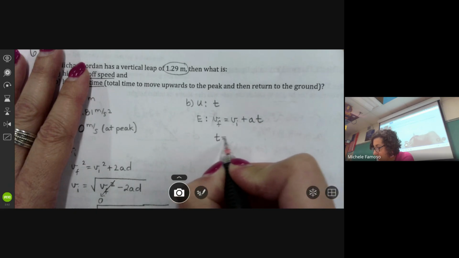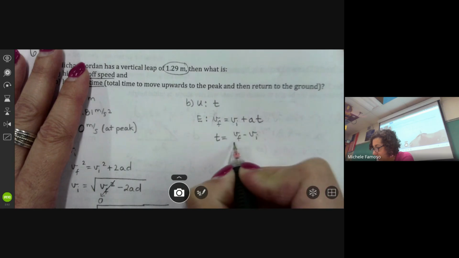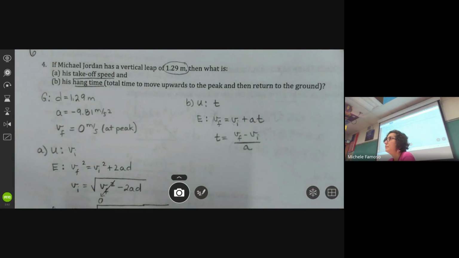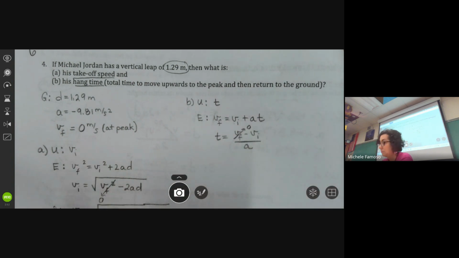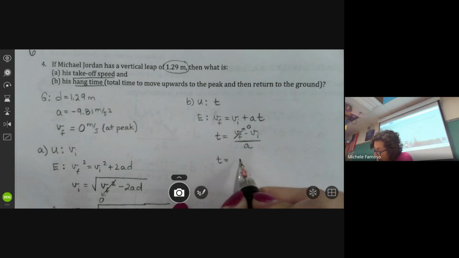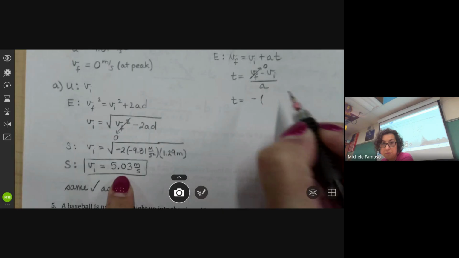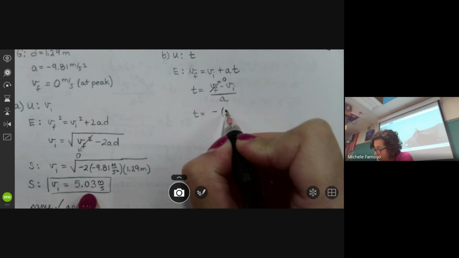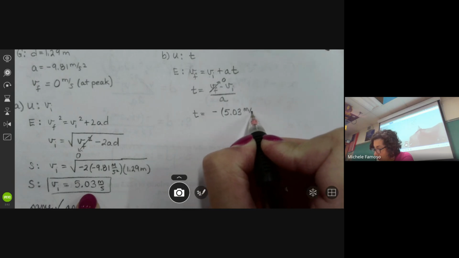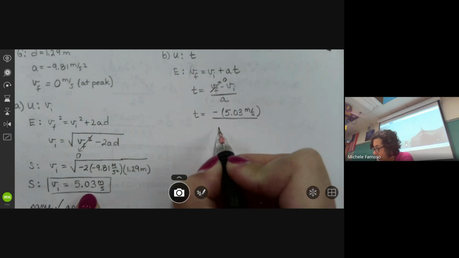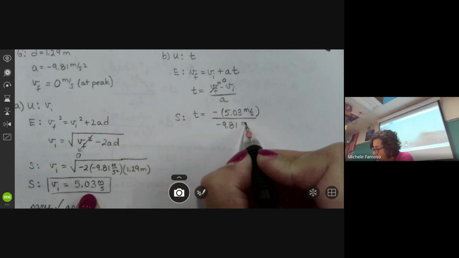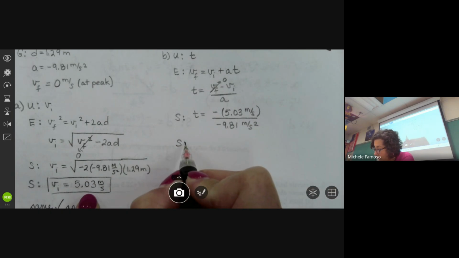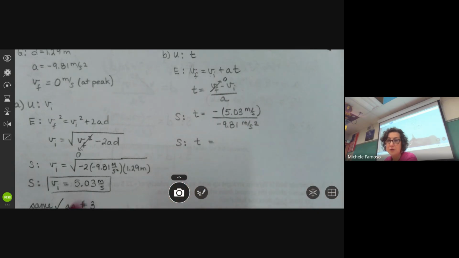So if I move that around for T, I'd get VF minus VI over A. Now in this question, the VF is 0, so that's going to drop out. We're going to go ahead and plug in the negative of the answer from part A, 5.03 meters per second, divided by negative 9.81 meters per second squared. So let's go ahead and solve that for a time.